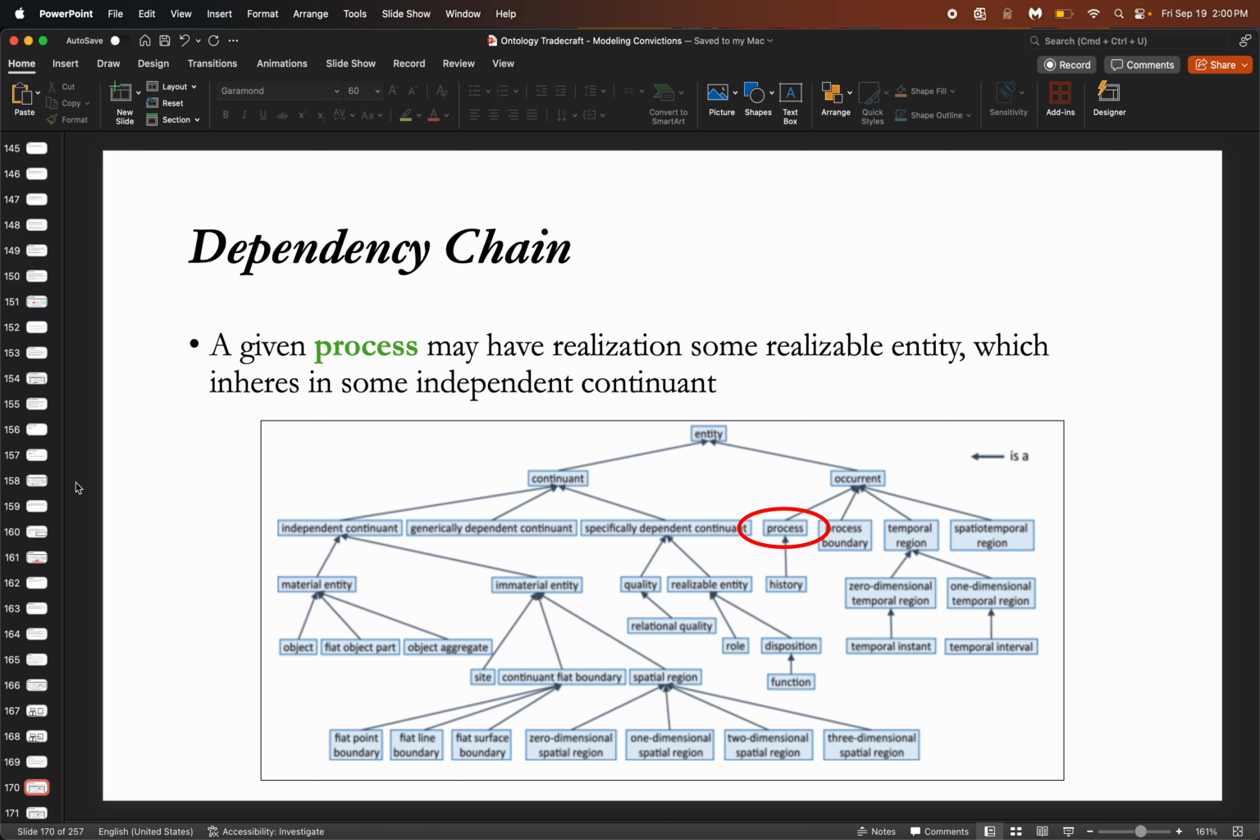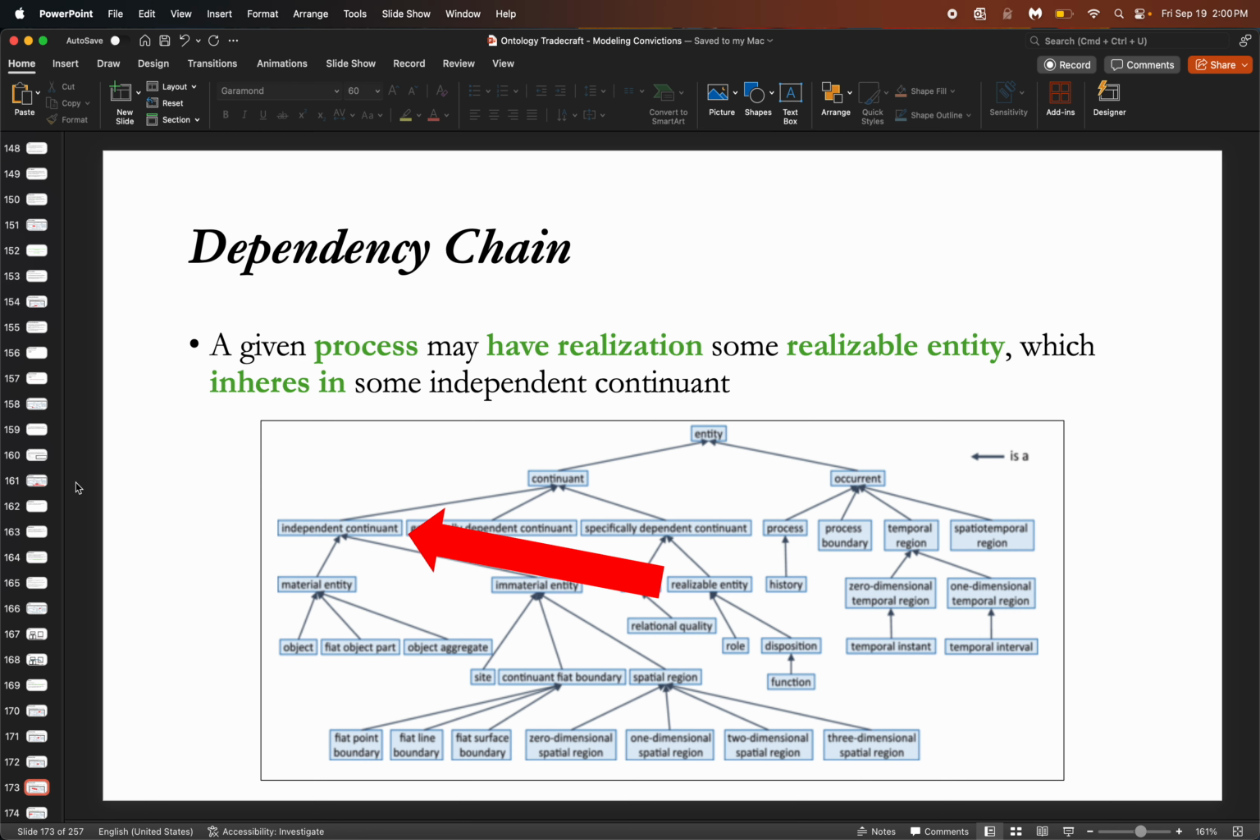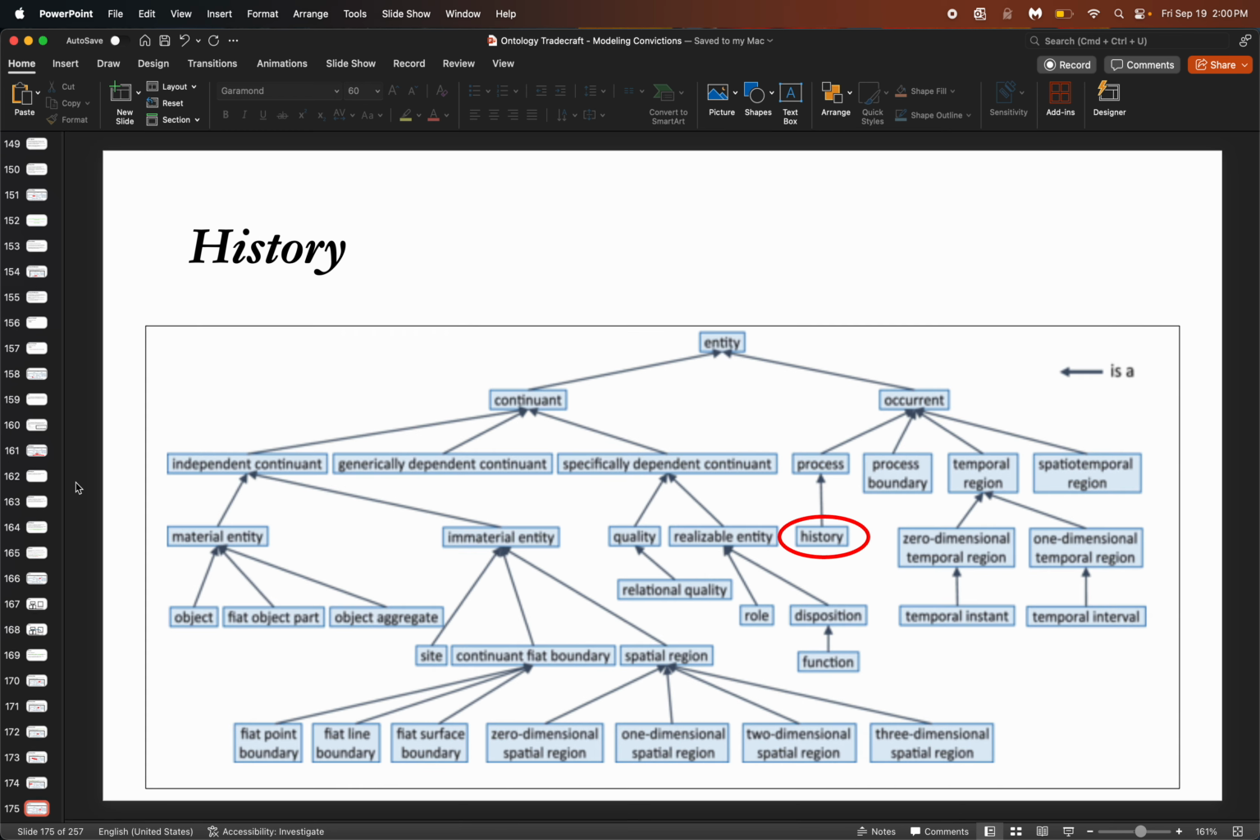And what I'm going to do now is walk you through this chain here. So you have processes. They can be realized by realizable entities like dispositions of salt to dissolve, right? Solubility is a realizable entity, but dissolving is a process. And solubility is realized, we say, when dissolving is occurring. And so this is how we make that connection. Realizable entities, of course, inhere in independent continuants, which is how we have this chain from processes through realizables all the way to independent continuants.